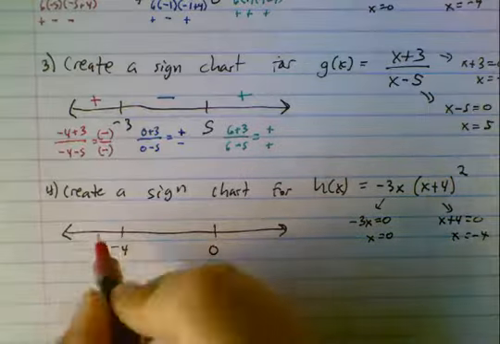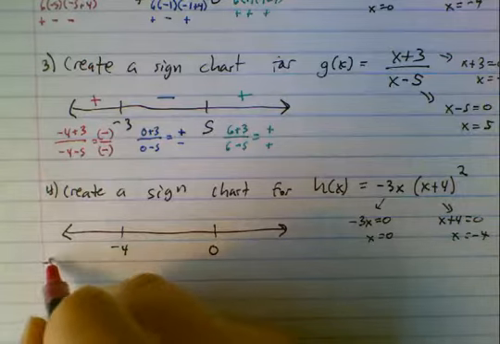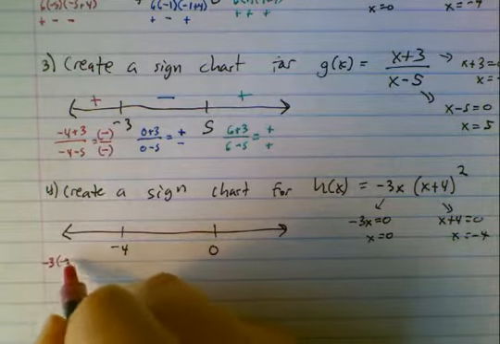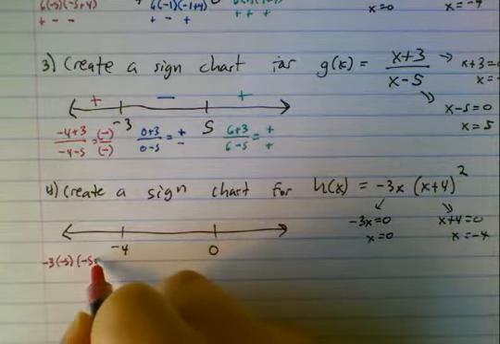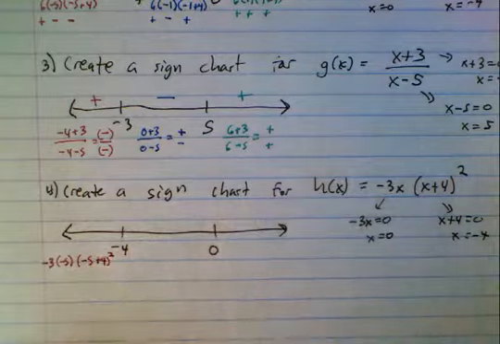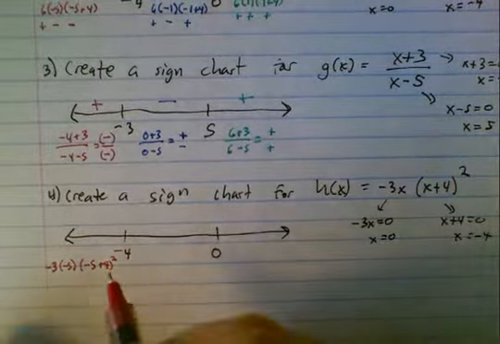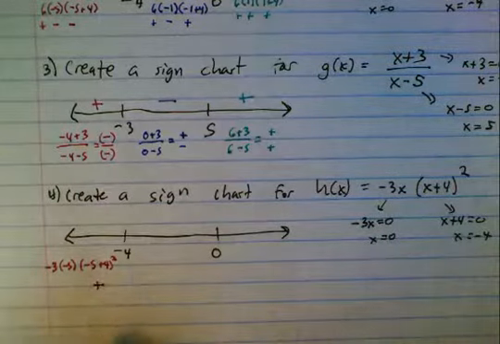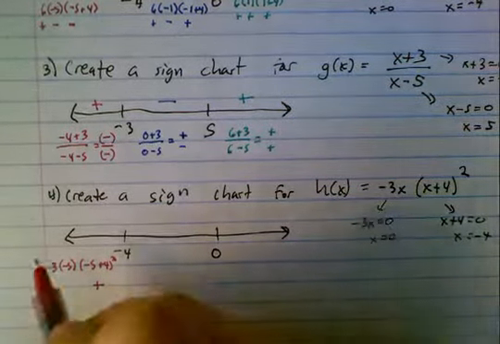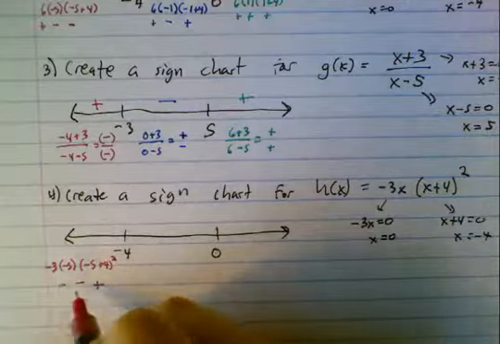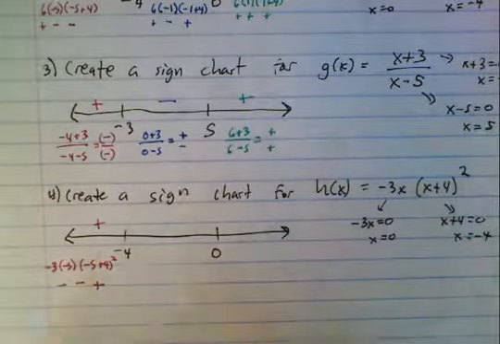Now, we pick a number less than negative 4, so negative 5. So we've got negative 3, negative 5, negative 5 plus 4 squared. One of the key things to notice here: anything squared, remember, is positive. So regardless of what number we put in here, we actually don't even need to put a number in there. That's always going to be positive. We've got a negative and a negative. Negative times negative is a positive.